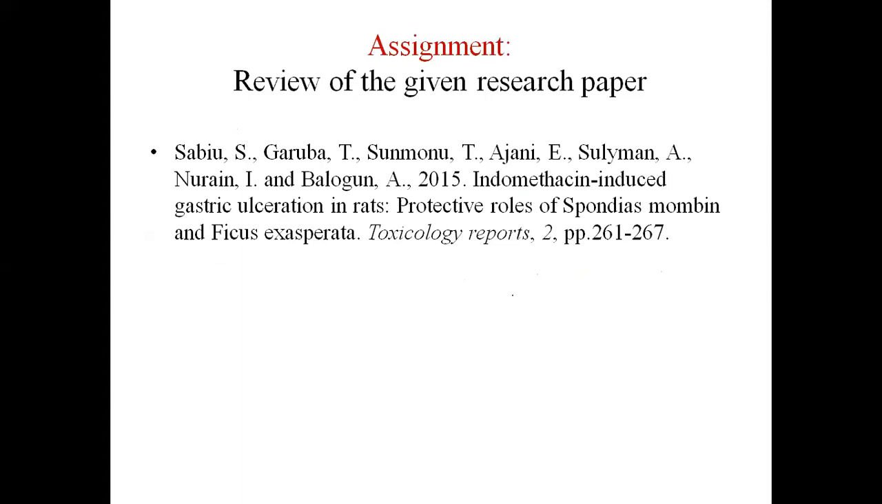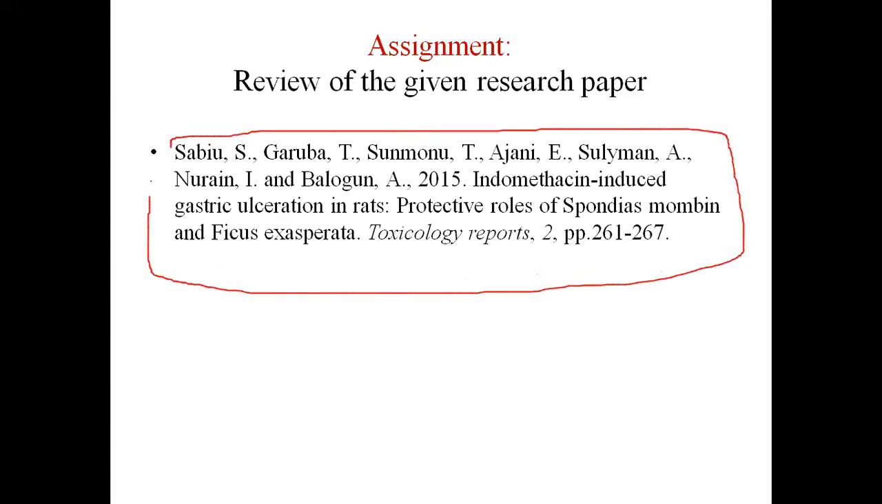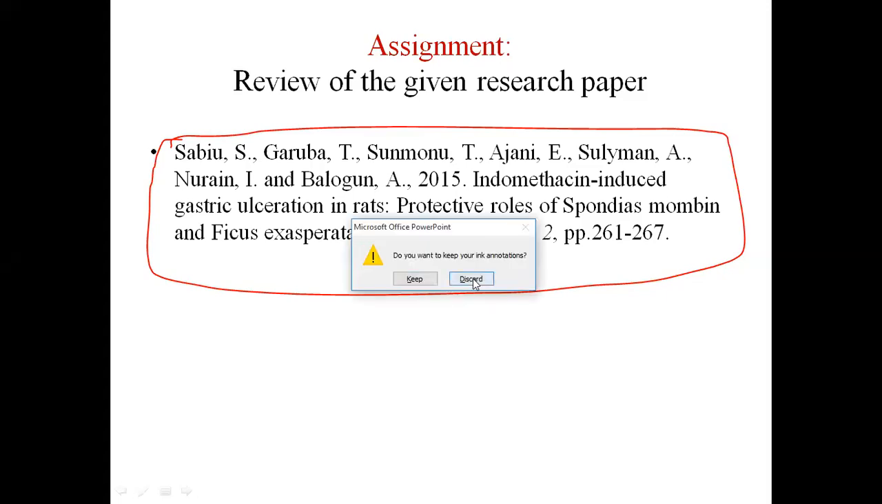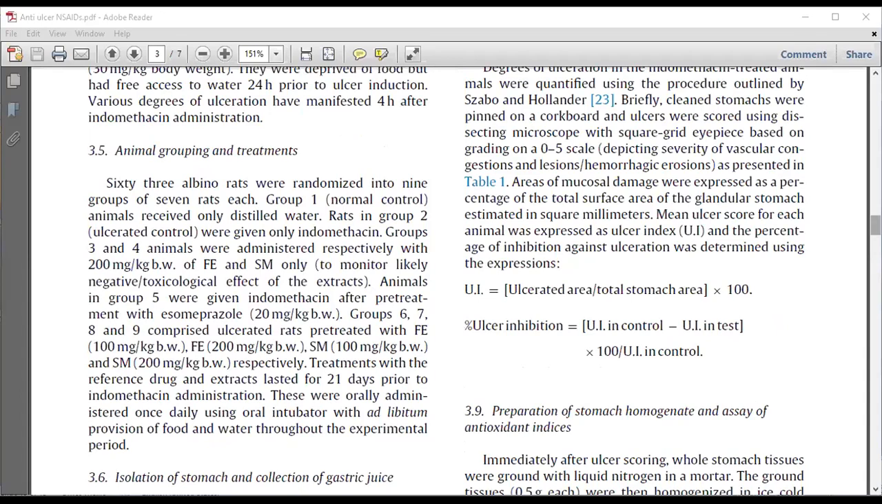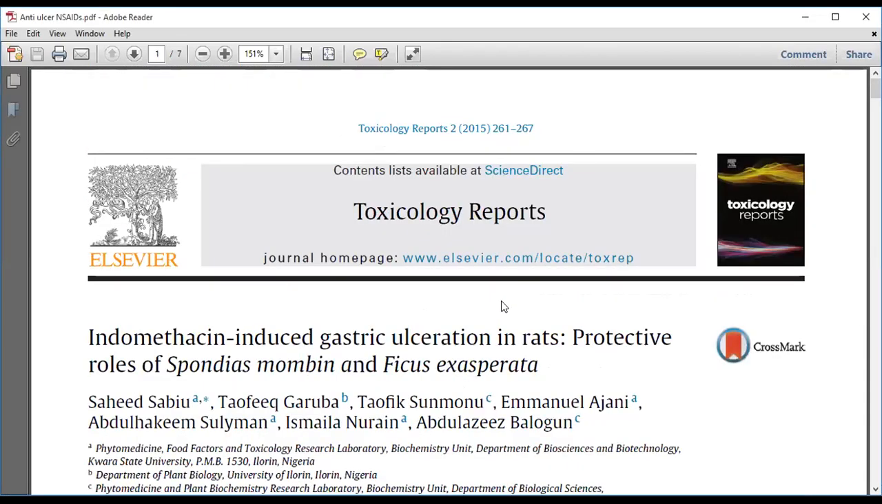Now there is an assignment. And the assignment is what? You have to go through this paper. Later on we will discuss this paper, after some time, after half an hour. So I'll show you this paper. Is it visible? Yes, sir.